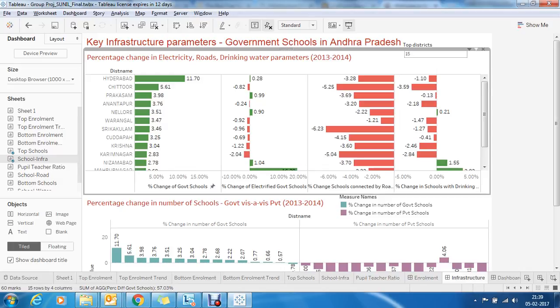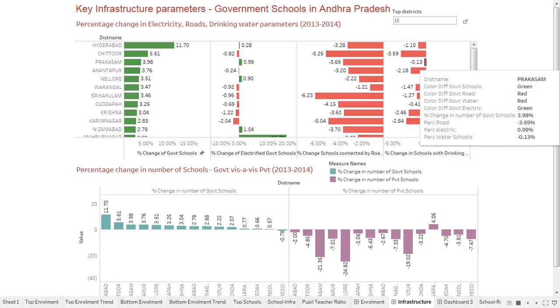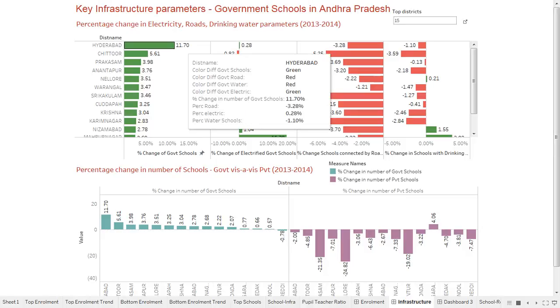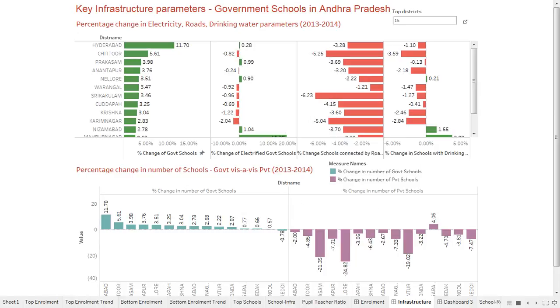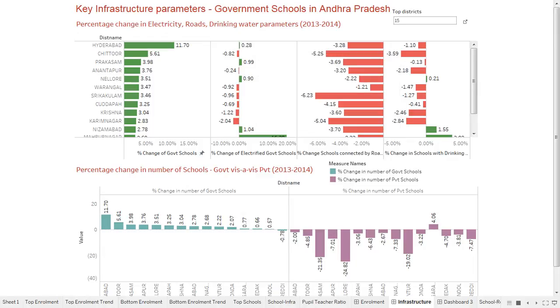The top half of this dashboard gives us a snapshot of the percentage change in the number of schools with electricity, with approachable roads, and with drinking water. We have compared these three numbers with the percentage change in government schools overall. As you can see, in Hyderabad there has been an increase in the number of government schools by 11.7%, but in schools with electricity there is only a marginal increase of 0.28%.